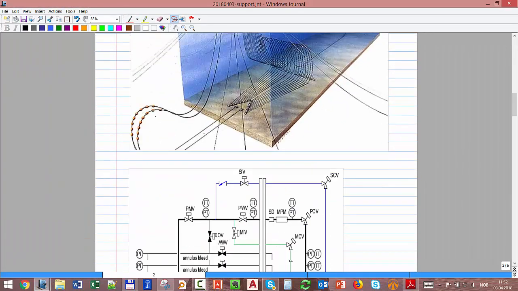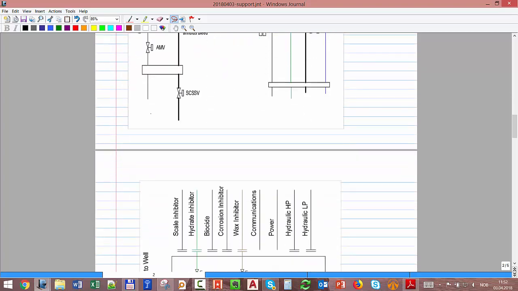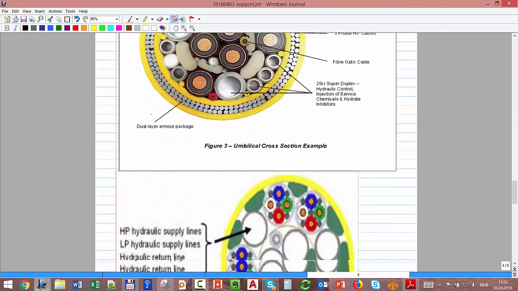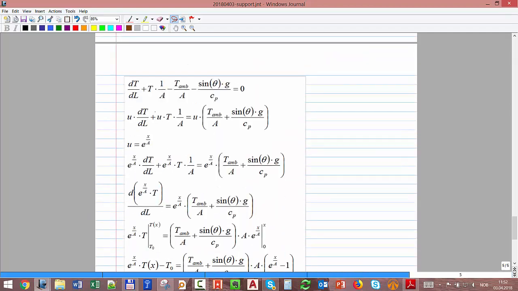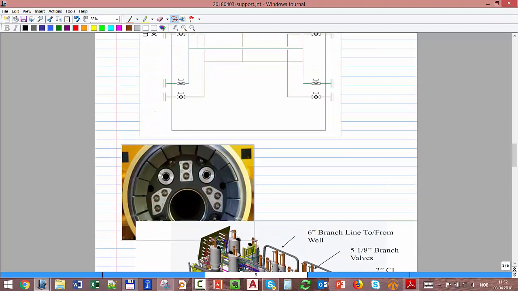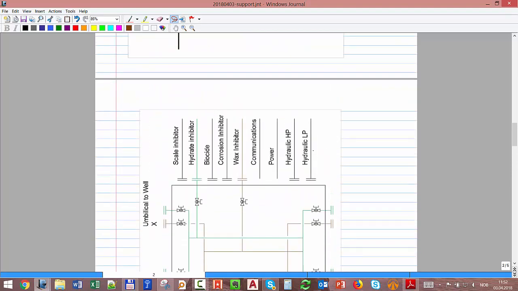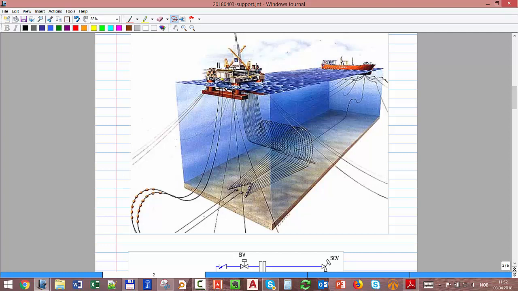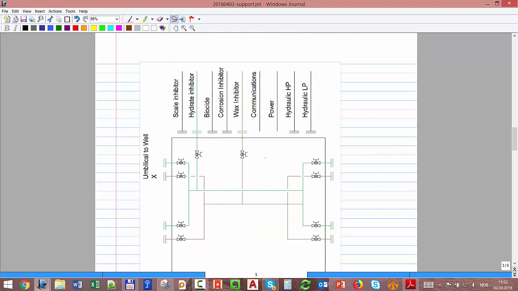And I just want to very quickly talk about the distribution system, when I want to distribute all of those chemicals to the wells. For example, in that case, that's Neuer, and I have to send some chemicals, scale inhibitor, hydrate inhibitor, to those wells. I usually use the umbilical to send that.